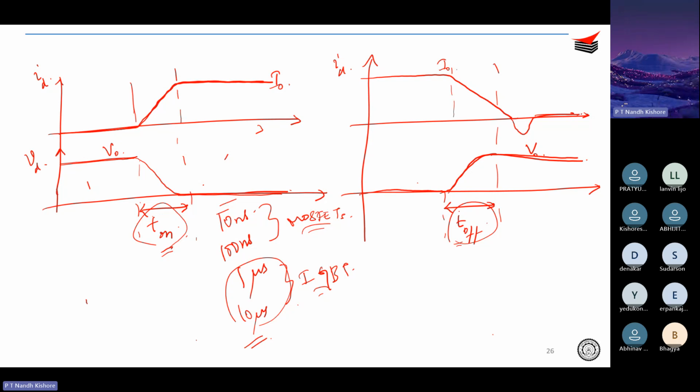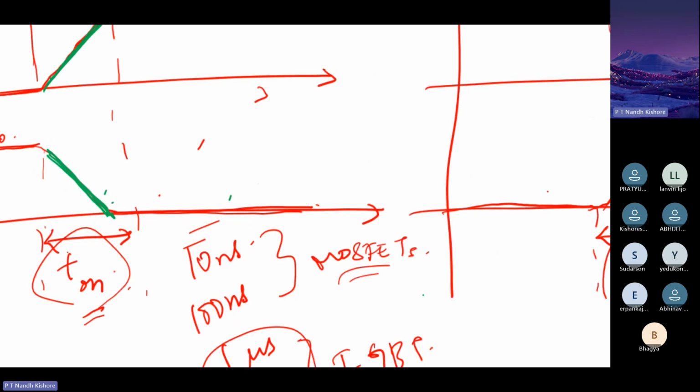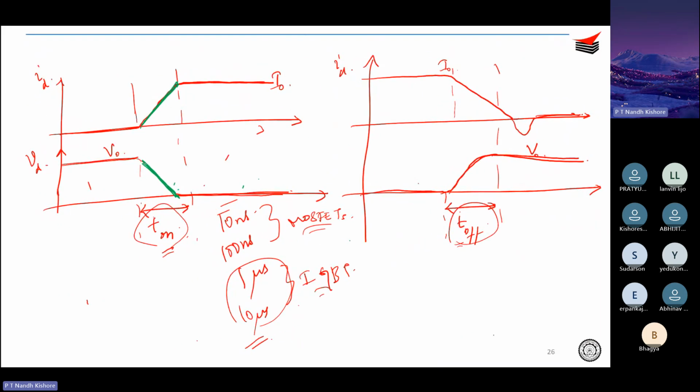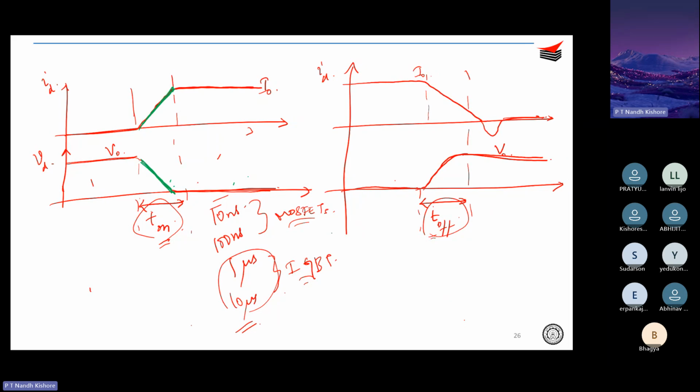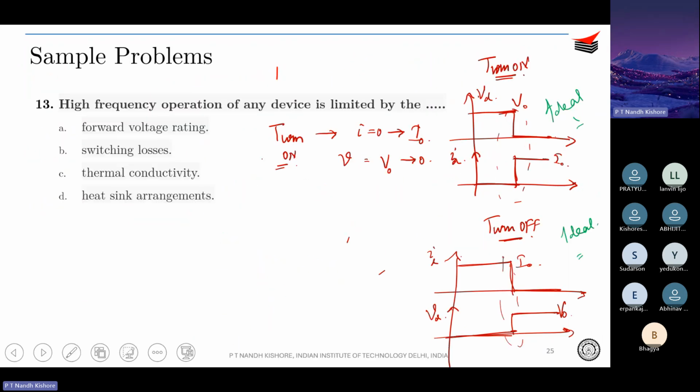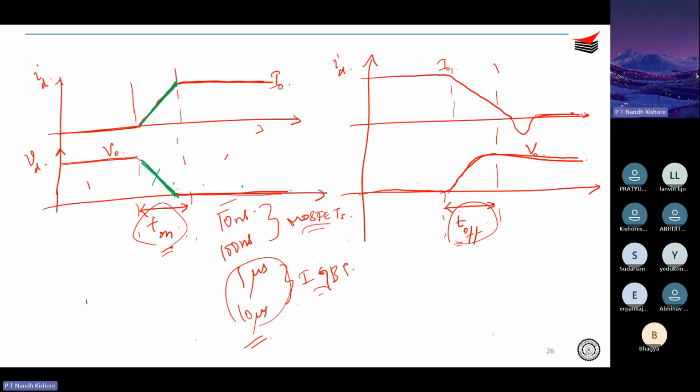So you see that during this T on, the voltage is also non-zero and the current is also non-zero, right? Voltage is increasing and the current is decreasing. So at a particular point, voltage is non-zero and current is also non-zero, which means there is going to be a loss during these periods. We call this P on, and we call this P off.